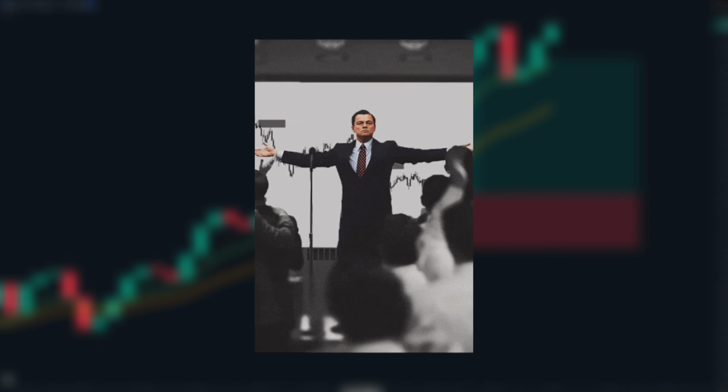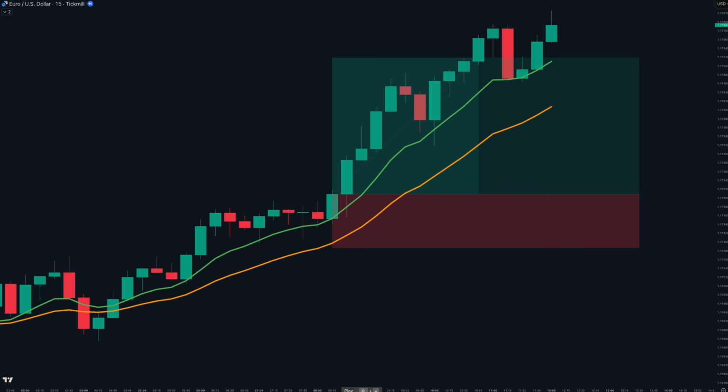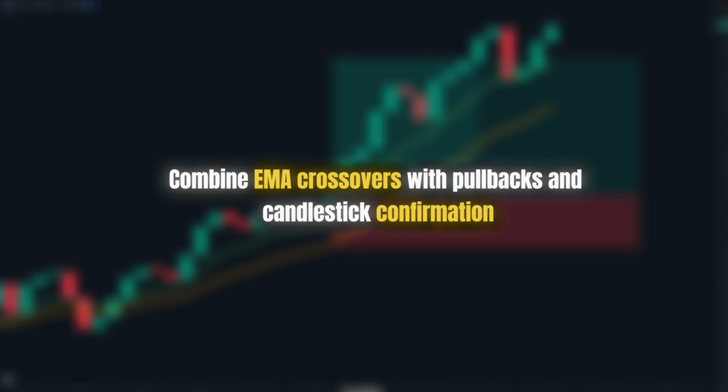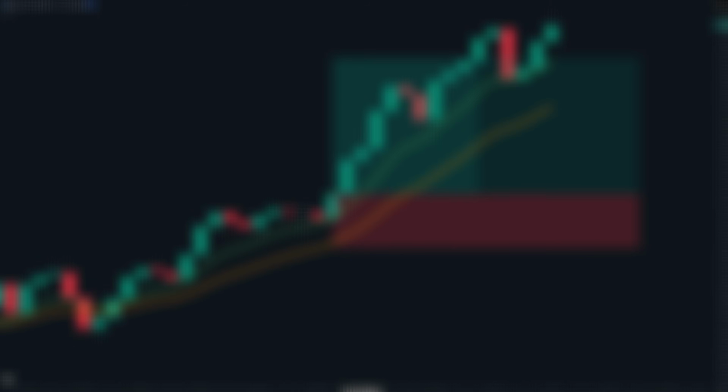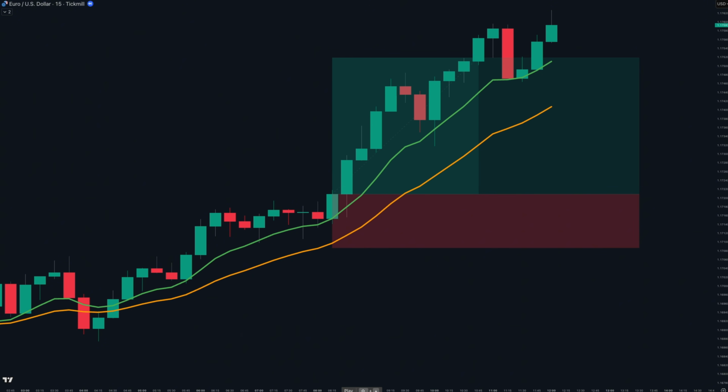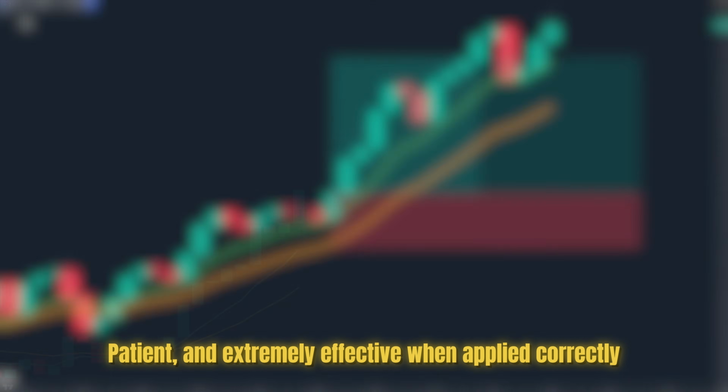Let me show you exactly how this strategy works. We're going to combine EMA crossovers with pullbacks and candlestick confirmation. This approach is methodical, patient, and extremely effective when applied correctly.